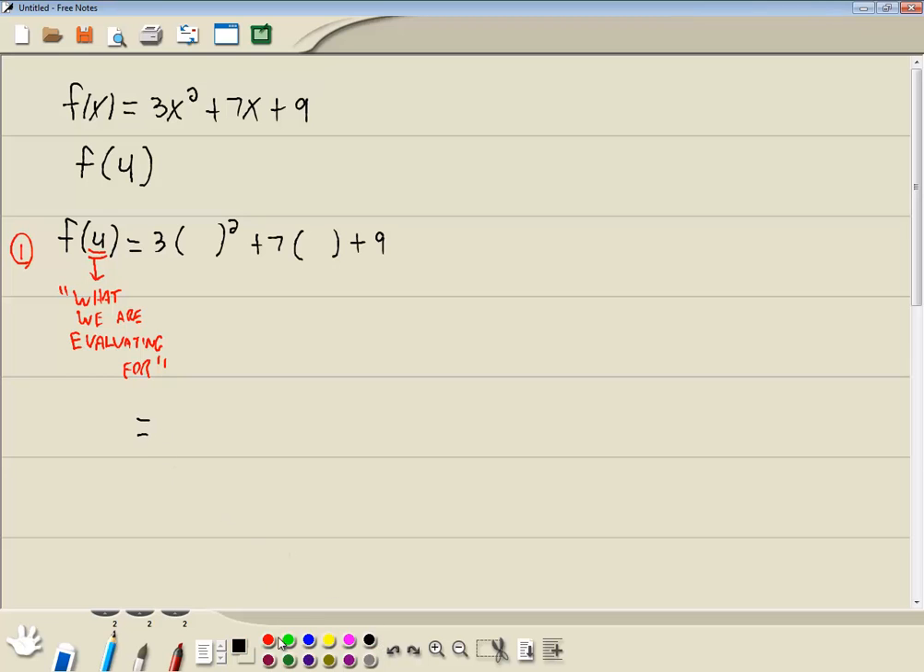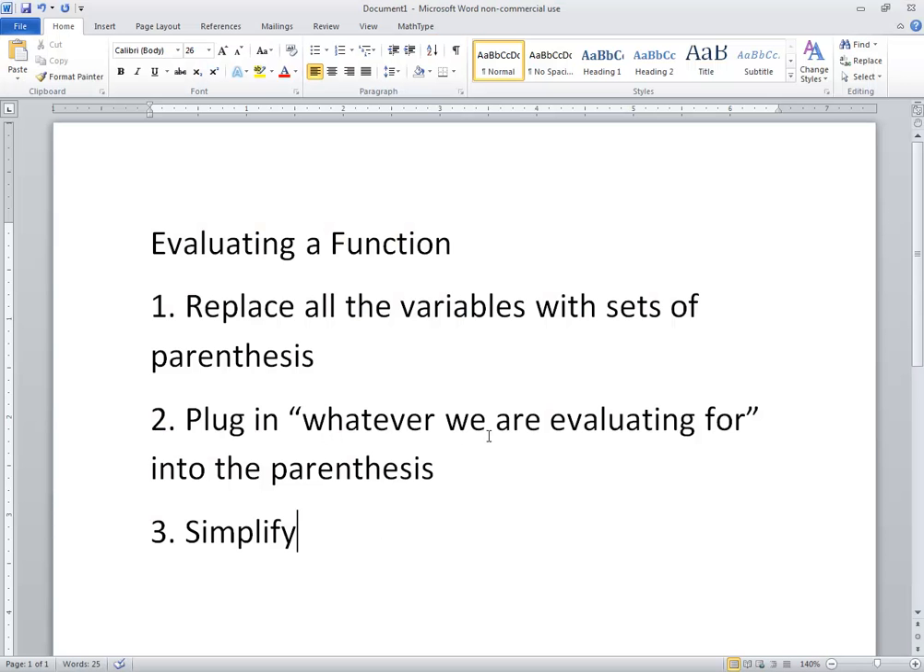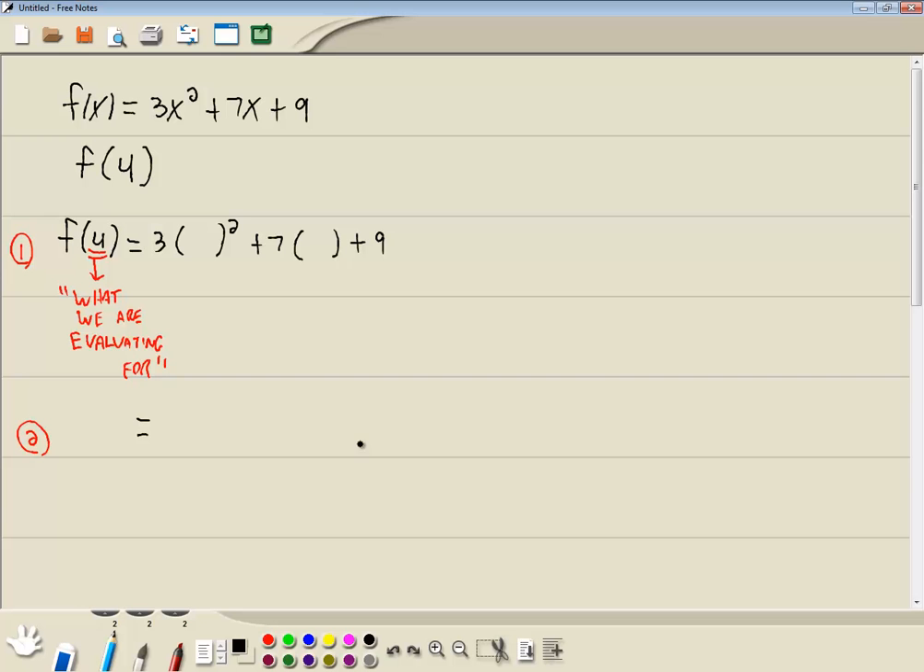So then for step 2, it says plug in whatever we're evaluating for into the parentheses. A lot of times people combine these in one line. They don't put them in separate lines like this. But whatever we have inside the parentheses right here, in this case the 4, will be what we put inside the parentheses here. It does not have to be a 4 though. It could be x minus 7. Okay, then step 3. Simplify.